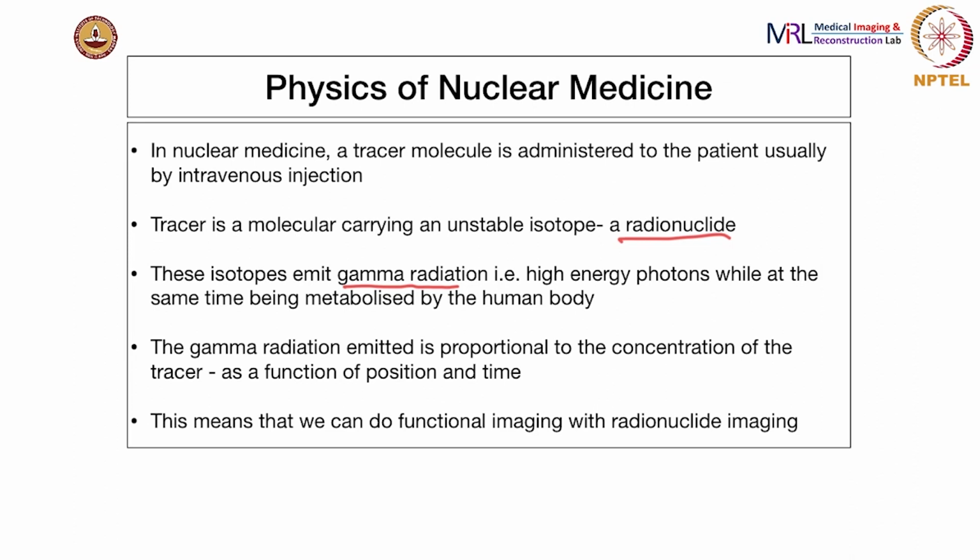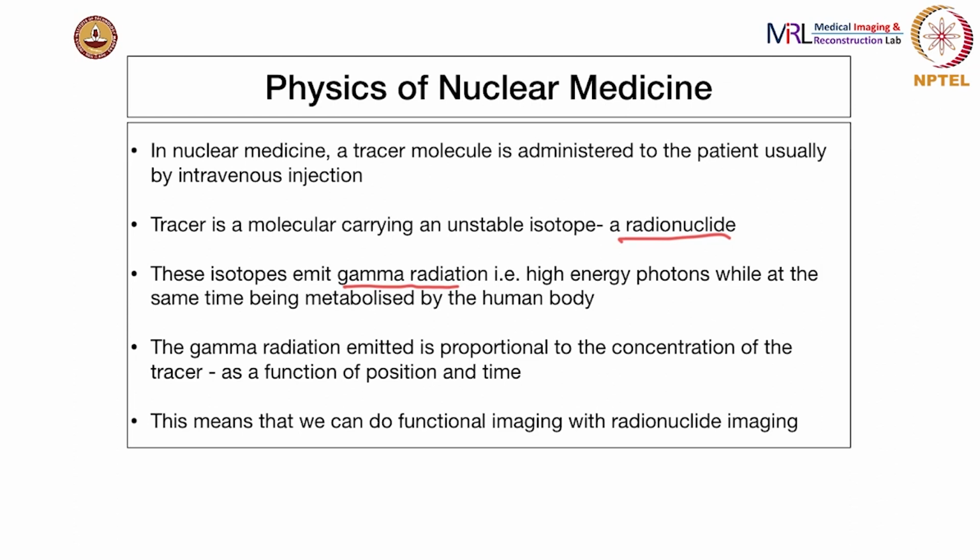Okay, the gamma radiation emitted turns out to be proportional to the concentration of the tracer. The emitted radiation is recorded, and based on the emitted mean photon count, we can estimate the concentration of the activity. So we do not exactly get the absolute concentration, but something known as the activity concentration, right?